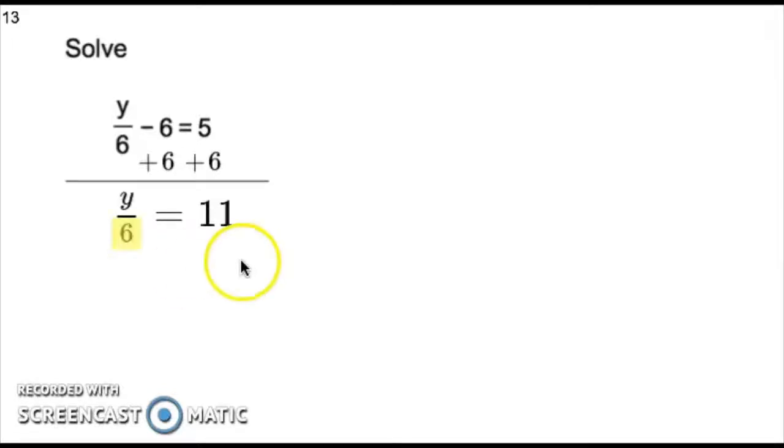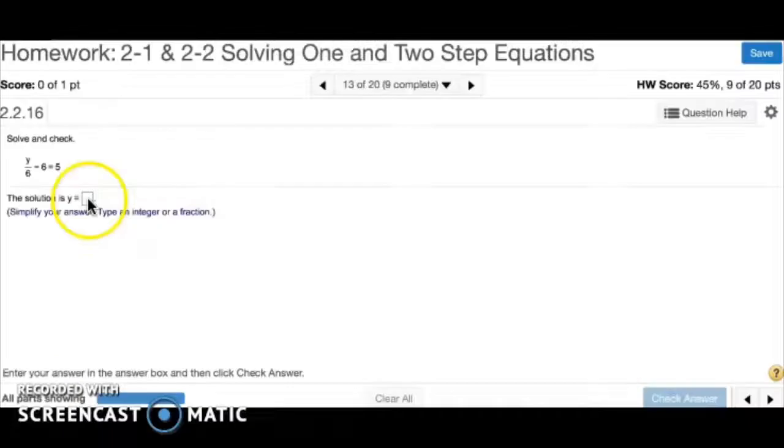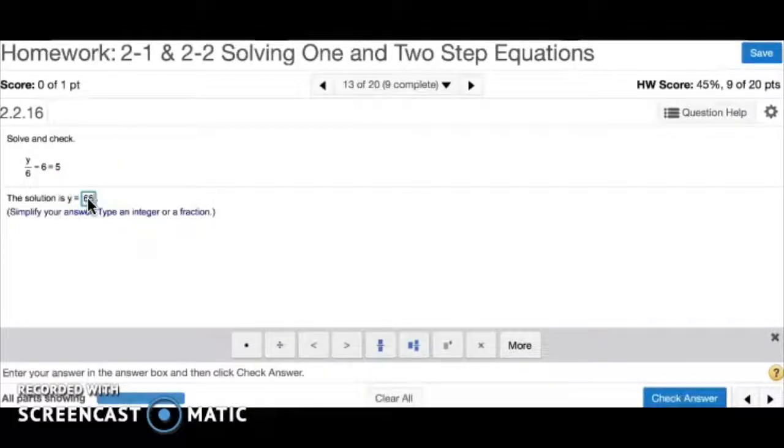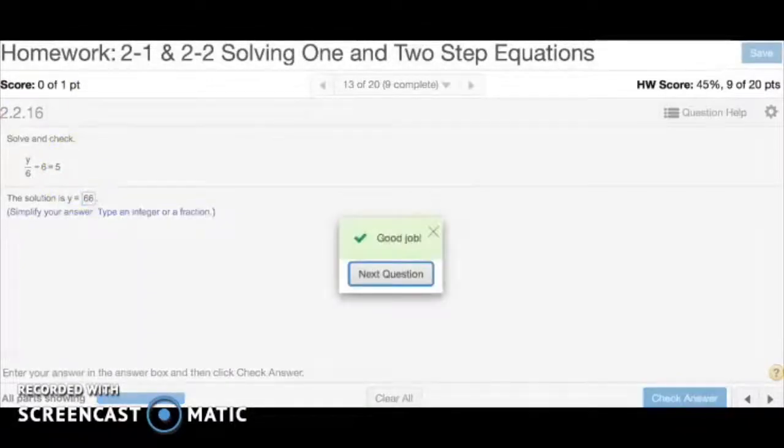Now notice we have a 6 down here. 6 is dividing y. So what we do is we cross out the 6 and bring it to the other side and multiply it to 11. On this side, we're just left with y. The other side, we have 11 times 6, which is 66. So my answer is going to be y equals 66. So let's type that in. Typing in 66. And that is the answer for number 13.